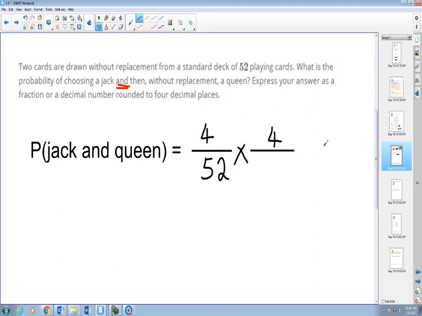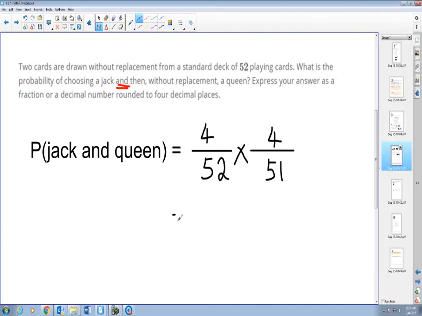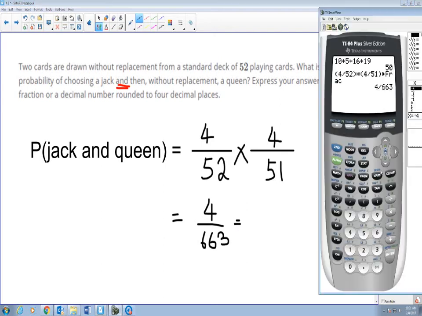It should be 4 queens to choose from, not 3, because jack and queen have no common outcome. So if I did pick a jack for the first draw, that jack can never be the queen. But since it's without replacement, my probability of choosing a queen will be 4 out of 51 possible outcomes now, because there's one card already gone from the deck. So 4 out of 52 times 4 out of 51. I'll convert back to a fraction: 4/663.